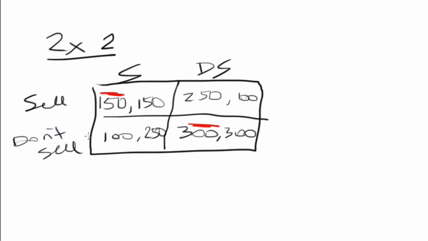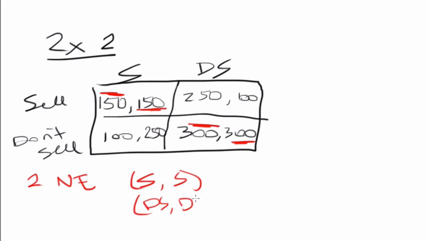Now let's think about it from the perspective of player 2. If player 1 definitely sells, then player 2 is going to sell as well because 150 is greater than 100. And if player 1 is not selling, then player 2 is also not going to sell, so they would choose don't sell. So this has two Nash equilibriums: sell, sell, and don't sell, don't sell.